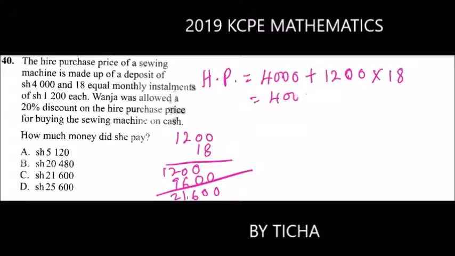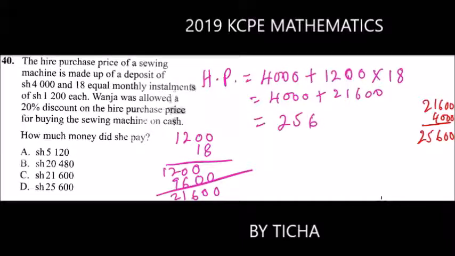So this is 4,000 plus 21,600, which you can add. So we can say 21,600, you add 4,000, you'll be able to get 25,600. So that is the hire purchase price, 25,600 shillings. Because she bought it cash, she was allowed a discount of 20%.